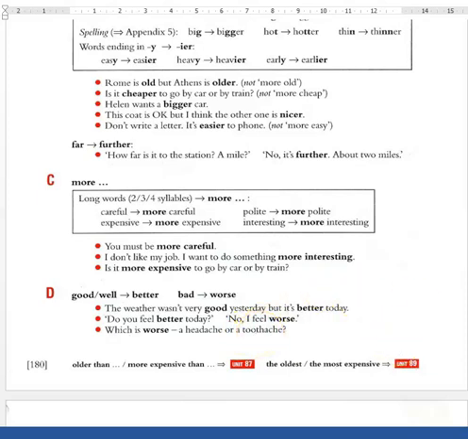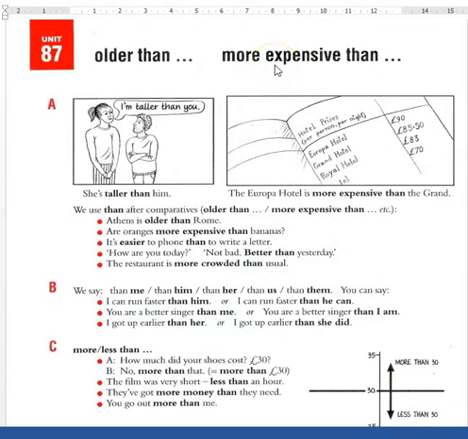Okay, so let's have a little look at the next section. So the next section, now where we have than, where we compare our 2 things. So look at the picture A. You've got this girl here and this boy. So she is tall. She says, I'm taller than you. So she is taller than the boy.